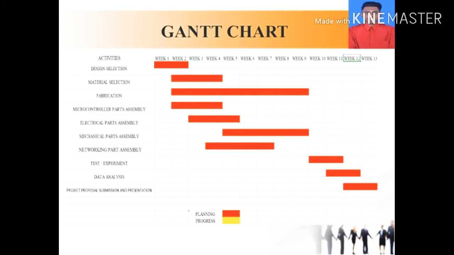Let's move on to the next slide, which is the Gantt chart. We have divided the activities with two legends, which is planning and progress. Planning is done during SEM 4 and progress will be done during SEM 5. The time frame is just a plan. We don't know what might happen when we construct the project. We hope we can finish the project on time without any delay. The most important part is when we troubleshoot the project during the testing process.